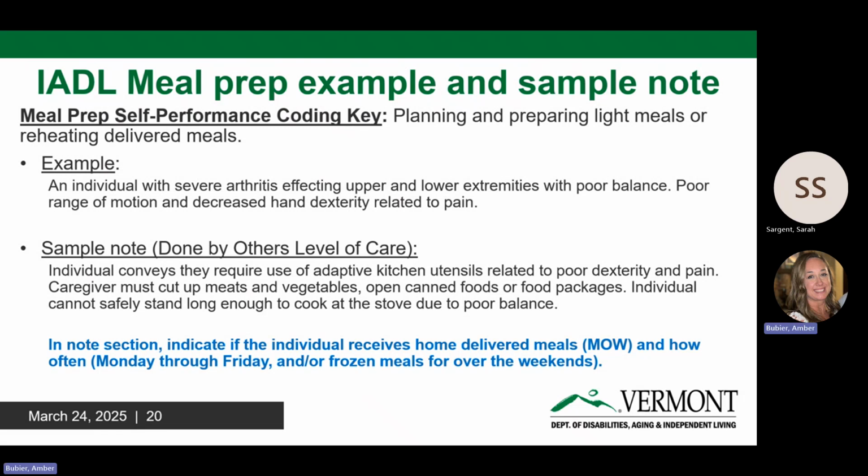Okay, we're going to continue on. You may have seen the common theme in many of the prior slides regarding the client example. And we're going to carry on that same theme with the IADL tasks. We're discussing the same individual who has the severe arthritis, upper and lower extremities. They have poor balance, poor range of motion, and decreased hand dexterity related to pain. So we're going to continue to carry through that individual's example. And you'll see the common themes in all of the notes that we covered under each ADL section all kind of had the same basis of information. And we're going to continue that with the IADL tasks.